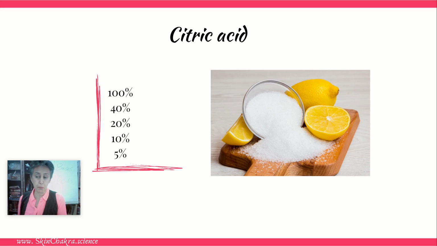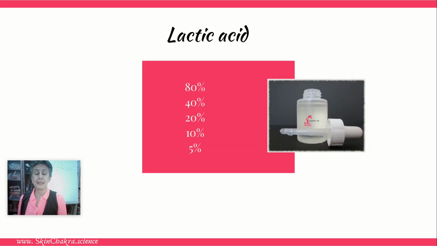Citric acid comes as a powder, so you can use it as it is, which gives you not much control, specifically when you are working in small quantities. So we prepare 40%, 20%, 10% and 5% dilutions. And lactic acid on its own is a powder, but very often it is available as an 80% solution in water, and so you can dilute it to 40%, 20%, 10% and 5%.